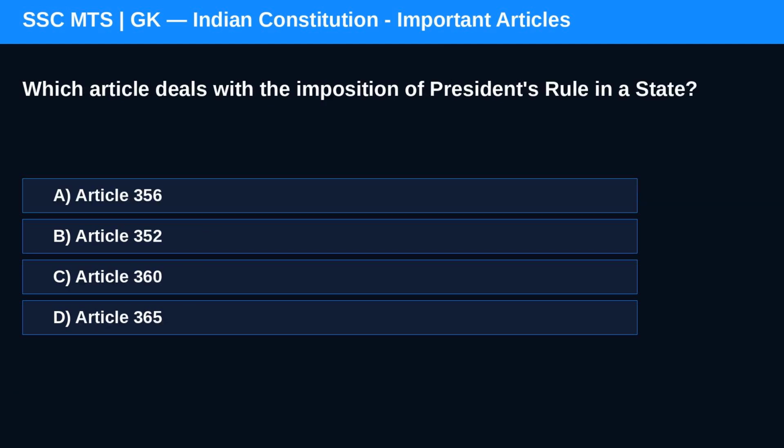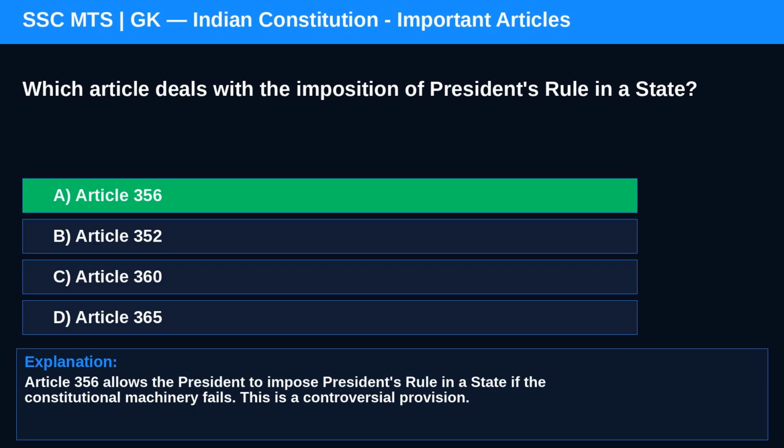Question 13. Which article deals with the imposition of president's rule in a state? Option A, Article 356. Option B, Article 352. Correct answer is A. Article 356 allows the president to impose president's rule in a state if the constitutional machinery fails. This is a controversial provision.